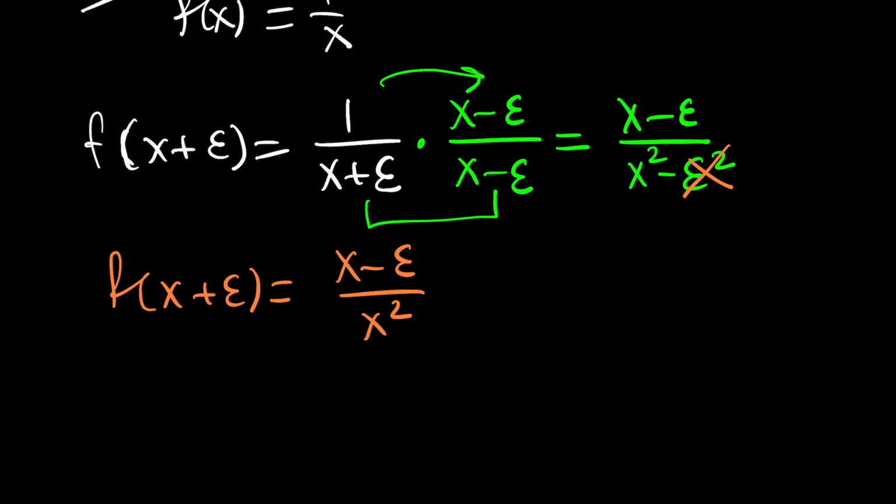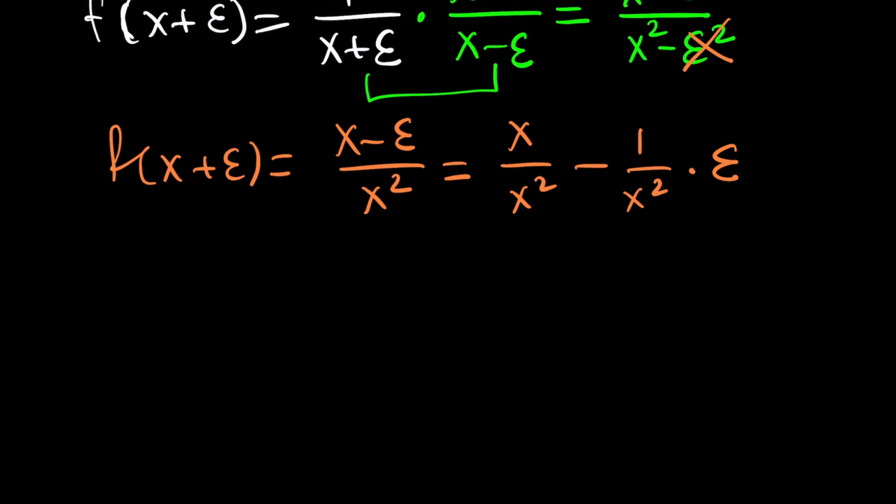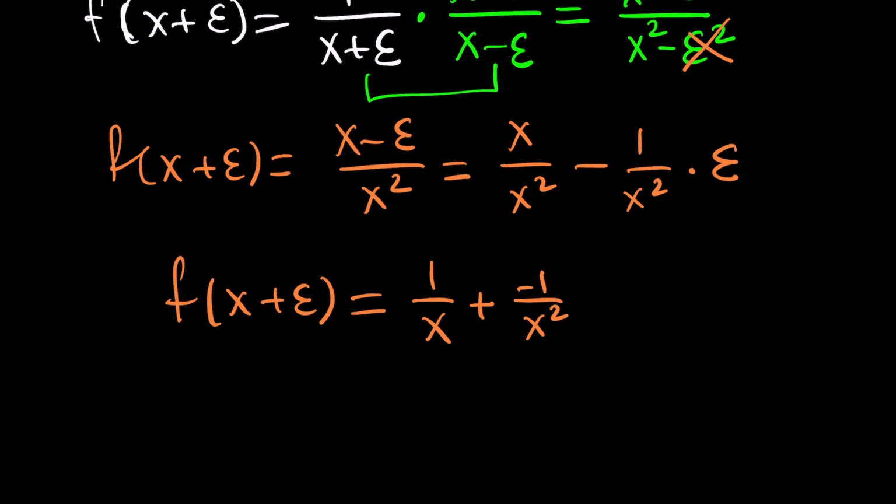And you're like, so what, right? I know what you're thinking. I'm going to go ahead and split it up into x over x squared minus 1 over x squared times epsilon. And if you simplify x over x squared, f of x plus epsilon is going to give you 1 over x minus 1 over x squared times epsilon. And what does this tell you? Again, the function 1 over x and its derivative, negative 1 over x squared. Again, if you forget the derivative formulas, you can do this.